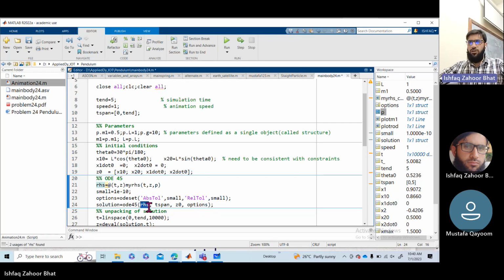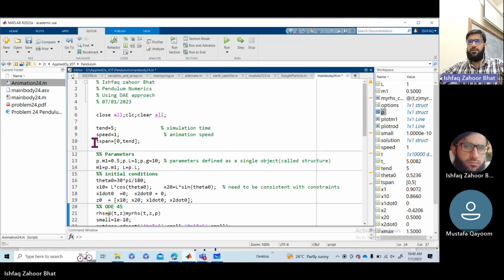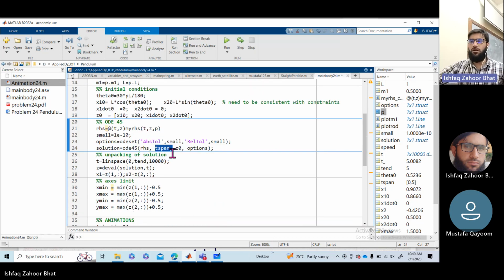For ODE, first we feed it this function, and then the T span, which we defined here, for how long you want to integrate this. Then we feed the initial condition to this integrator, that is ODE 45. Then there are the options. In options we have ODE set, abstol, and reltol. Basically, these control the step size of the integration. The smaller the step is, the smaller the error is. So by controlling abstol and reltol, we control the error.